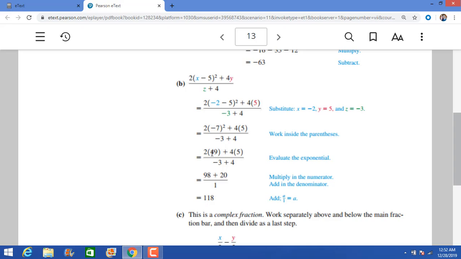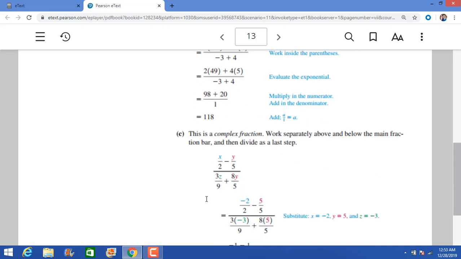Now we're going to do multiplication. The multiplication here gives us 98. This multiplication here gives us 20. And this addition here gives us, hold on a second, yeah, this gives us a positive 1. And so obviously we can get rid of the fraction, because dividing by 1 is going to be the same thing, so it's going to be 118.